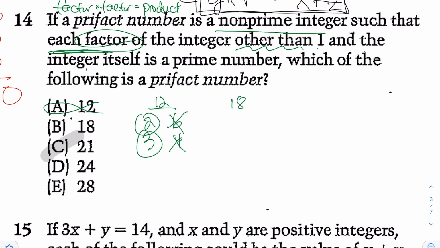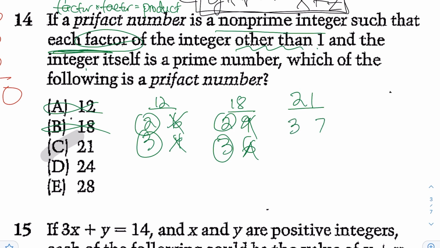For choice B, it's 18. You ignore 1 and 18, but you have 2 and 9 and 3 and 6. So again, 2 and 3 are prime, but 9 and 6 are not. So choice B is wrong. Go to the next one. Choice C is 21. You ignore 1 and 21. The other factors are just 3 and 7, both of which are prime. So the answer is going to be choice C. But go through all the choices just in case.